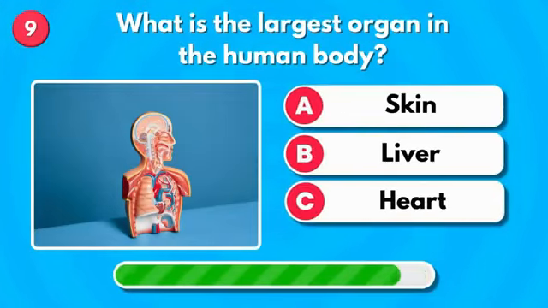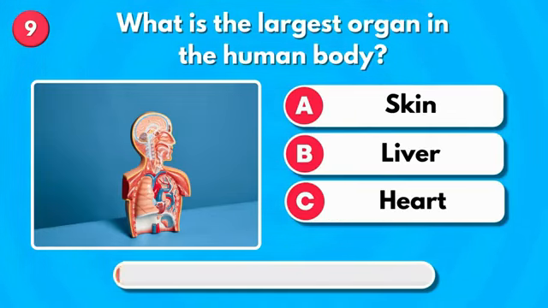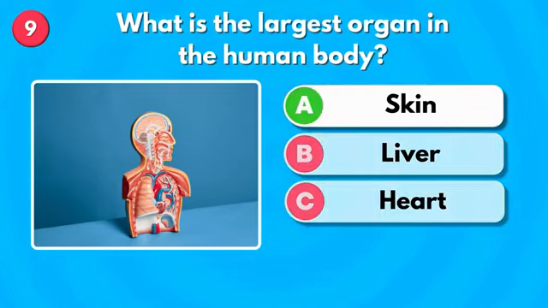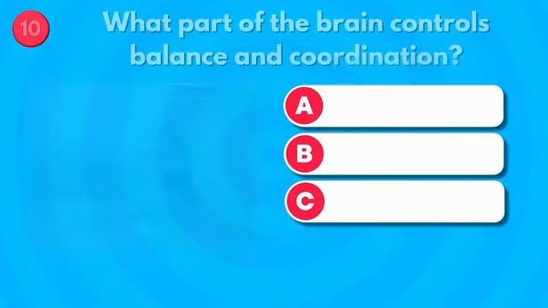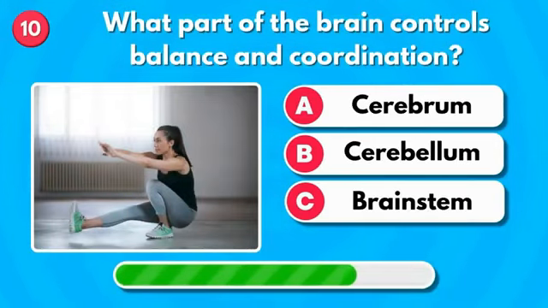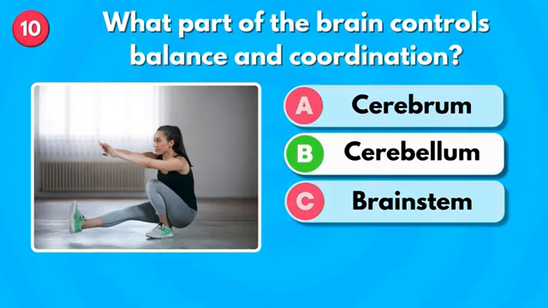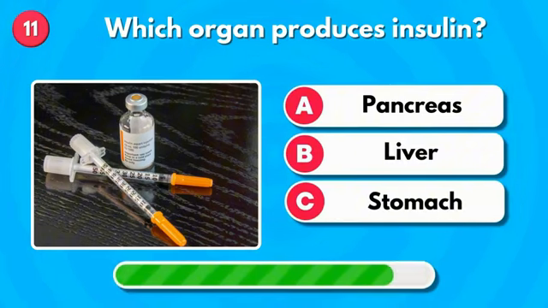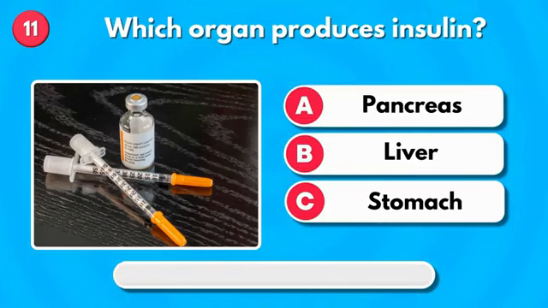What is the largest organ in the human body? Skin. What part of the brain controls balance and coordination? Cerebellum. Which organ produces insulin? Pancreas.